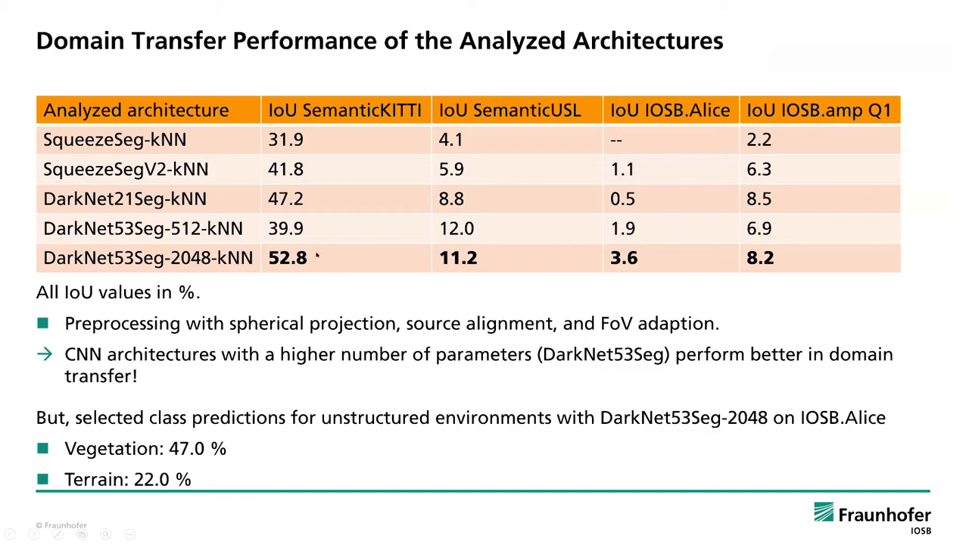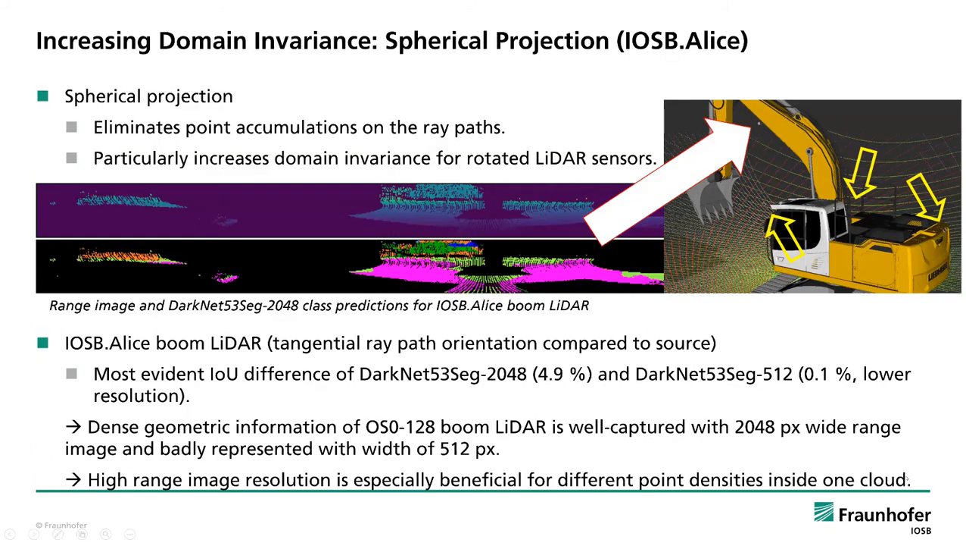But what if we go to the SemanticUSL, already using the adaptations for the spherical projection, the source alignment, and also the field of view? We only get 11.2 mean IOU over all classes. And if we go to the dataset from our excavator, it's only 3.6, or 8.2 for the Q1. So it's quite low here. And we were asking ourselves, okay, what can we do to make it better, and what are the reasons that the IOU is so low here? Maybe to note for the next minutes, the performance of the architecture on vegetation was quite good: 47% IOU, and terrain 22. So what's the reason why it's so low?